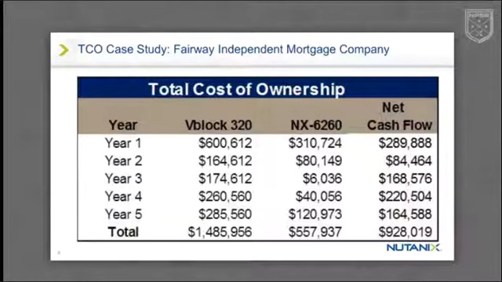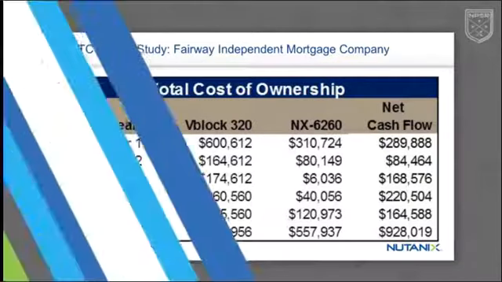And for this analysis, we looked at the acquisition cost of each solution. We assumed that there was no forklift upgrade involved. Of course, there's never a forklift upgrade for Nutanix, so we would have completely obliterated V-block if we had included that. We looked at the rack space, the power, the cooling, and we took a very conservative estimate of administrative cost savings. Total projected 5-year cash flow savings were $900,000. Fairway now has over 100 Nutanix nodes.